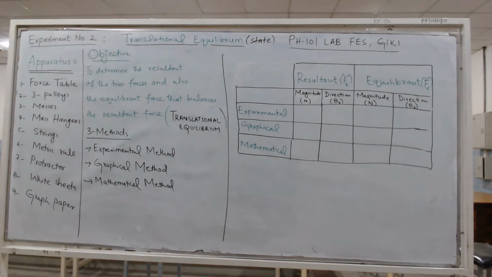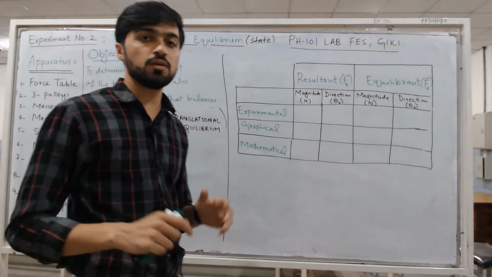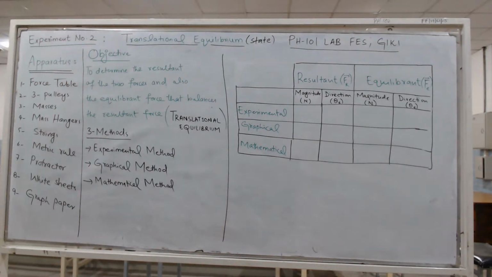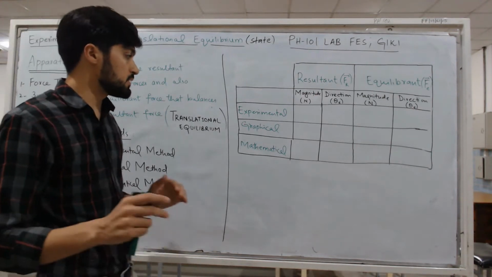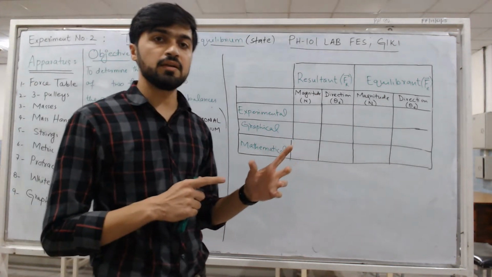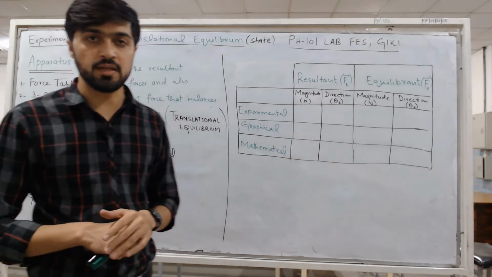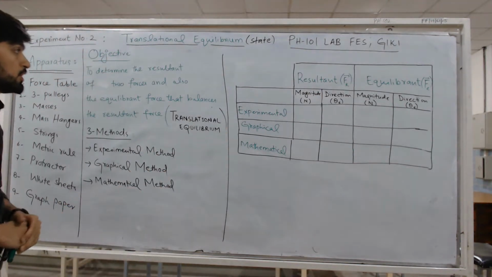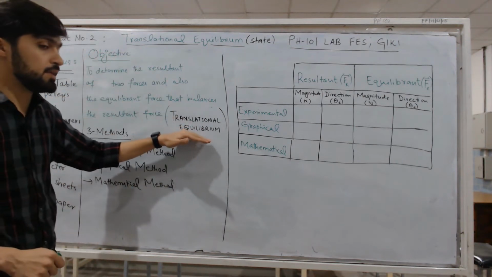As we perform the experiment, we should be aware of its objective. What is the objective of this experiment? To determine the resultant of two forces and also the equilibrium force that balances the resultant force. We discussed that the equilibrium force is a force that balances a resultant force, is equal in magnitude to the resultant force, and is always in the opposite direction, or anti-parallel, to the resultant force. So we will be determining the forces when the system is in translational equilibrium.